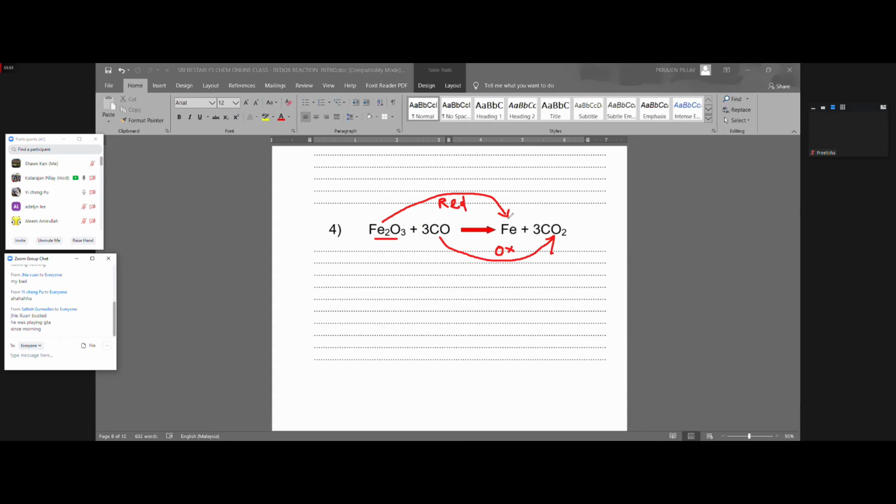Okay, good. And what about this? Carbon monoxide is oxidized to carbon dioxide, because it gains what? It gains oxygen. That's it. Then comes your last two, which are your oxidizing agent and reducing agent. Iron 3 oxide is oxidizing agent. Very good.